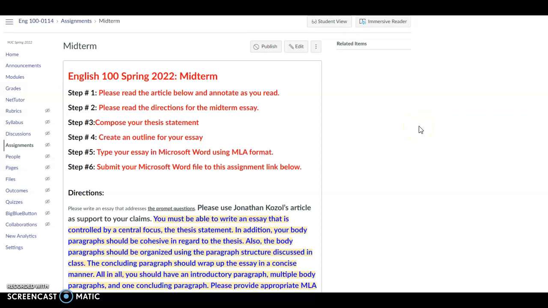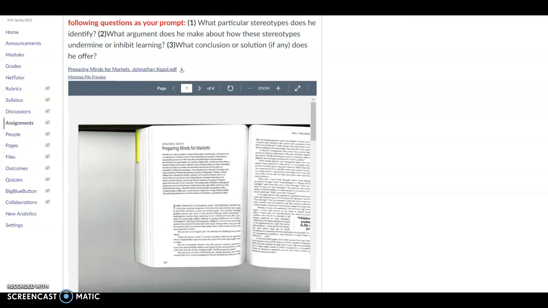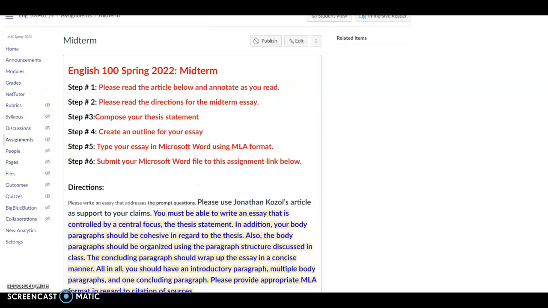Good afternoon, students. I wanted to briefly go over some information about the midterm to help you complete this assignment successfully. The first thing I would encourage you to do is to print out the reading so that you can annotate it. But for those of you who are unable to print it out, you can certainly read it and take notes on a piece of paper.